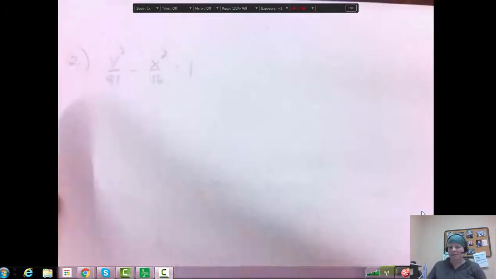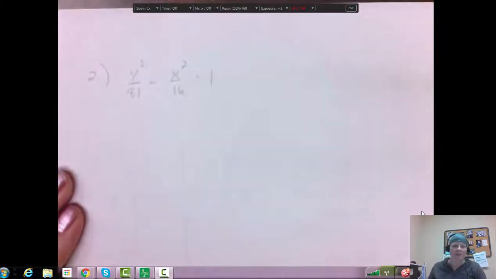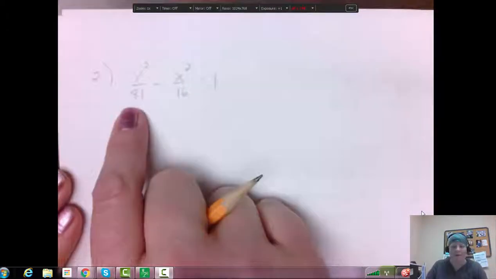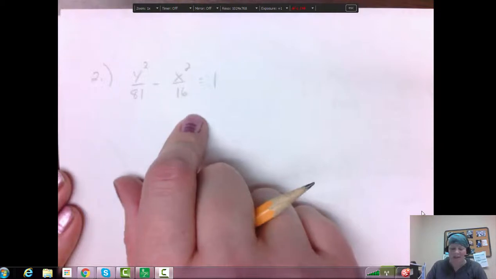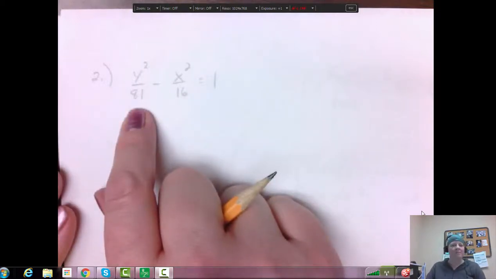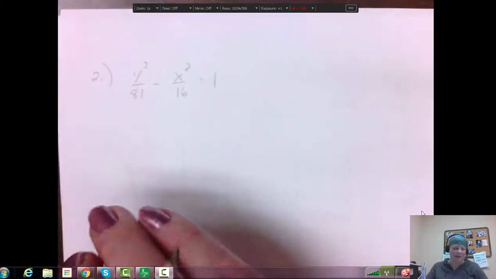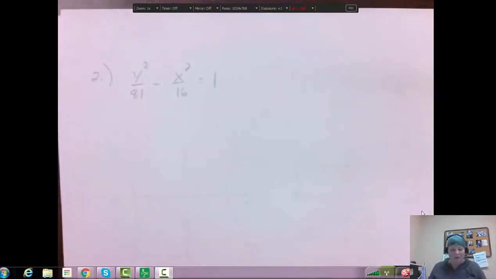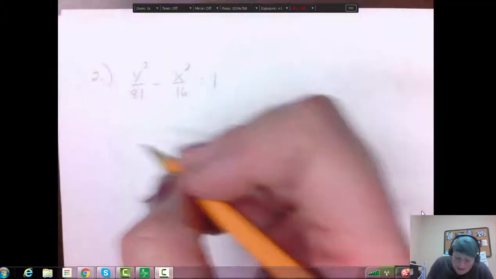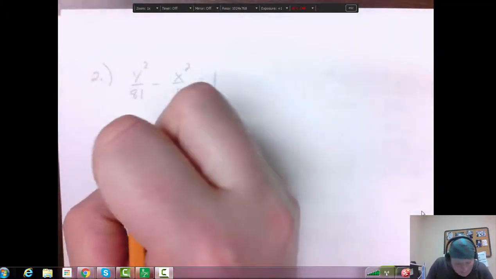What if we have y squared over 81 minus x squared over 16 equals 1. So again, it's starting with y squared. So y squared over 81 minus x squared over 16. It's starting with y. That's going to mean it's going to be the vertical hyperbola. And let's list everything here that we should know.